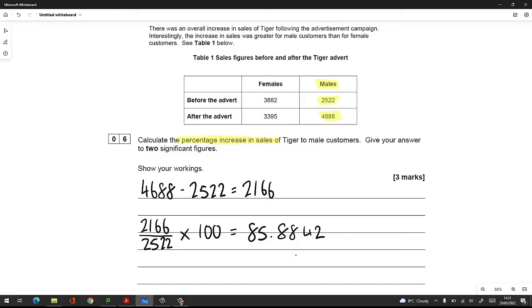Now, of course, the question asks us to give our answer to 2 sig figs, and so we're going to change that to 86%. Okay, we have an 86% increase in sales.